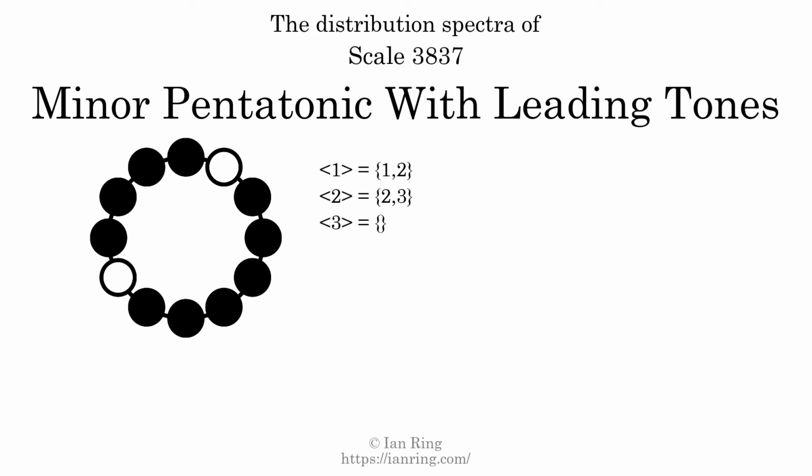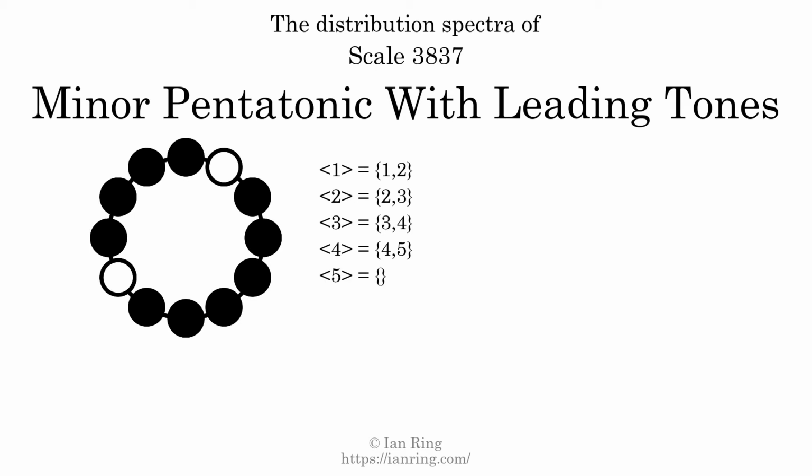The generic interval of 3 scale steps comes in two different specific interval sizes: 3 semitones and 4 semitones. The spectrum width of this generic interval is 1. The generic interval of 4 scale steps comes in two different specific interval sizes: 4 semitones and 5 semitones. The spectrum width of this generic interval is 1.